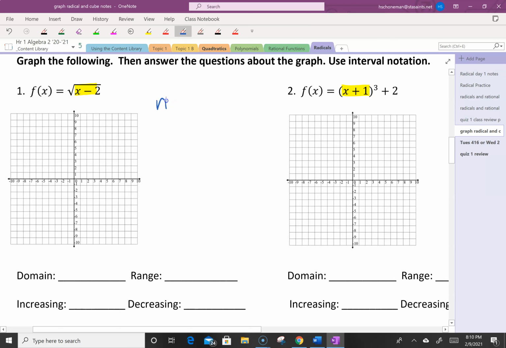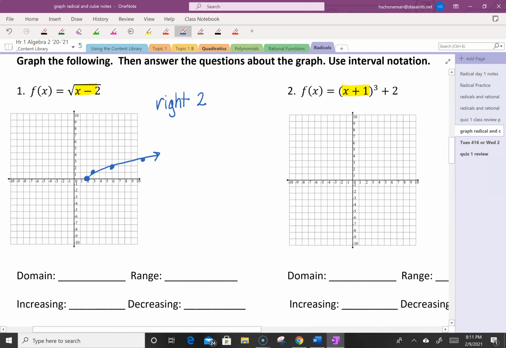So minus 2 would actually be right 2. So my starting point is right 2. Now that I know from the center, and now that I know my starting point, I'm going to use the pattern of a radical, and the pattern of a radical is going to be over 1 from the starting point, up 1, and from the starting point over 4 and up 2, and from the starting point over 9 and up 3, which would be slightly off my graph, but we can make that work.